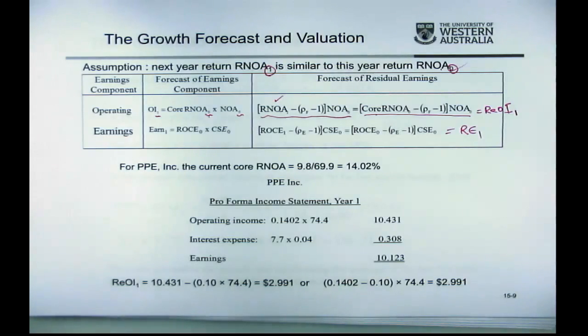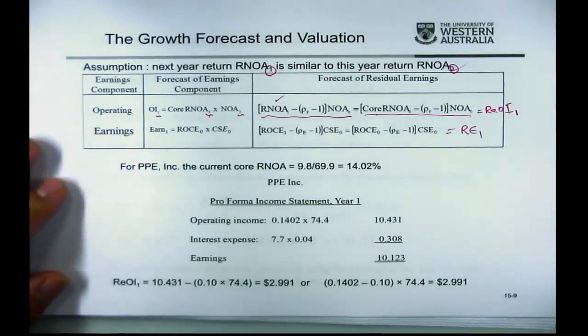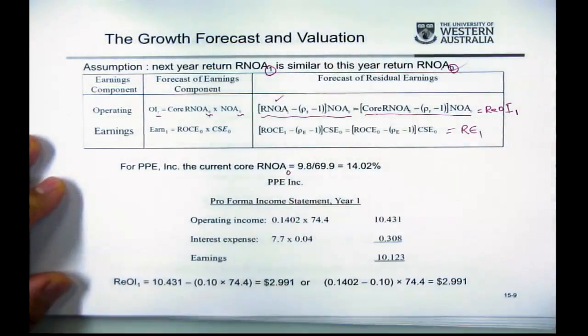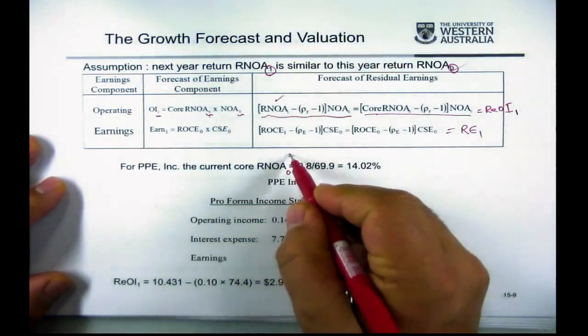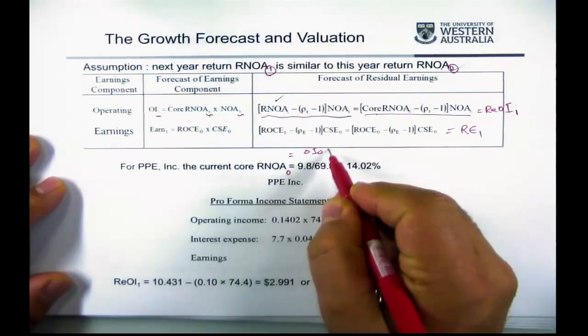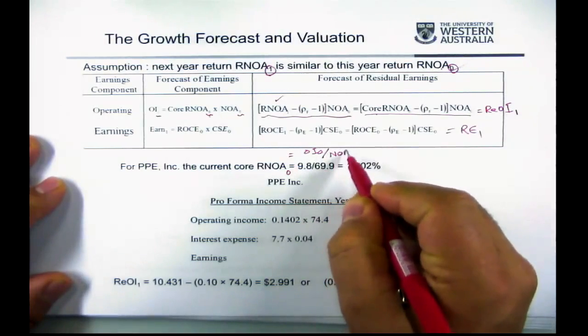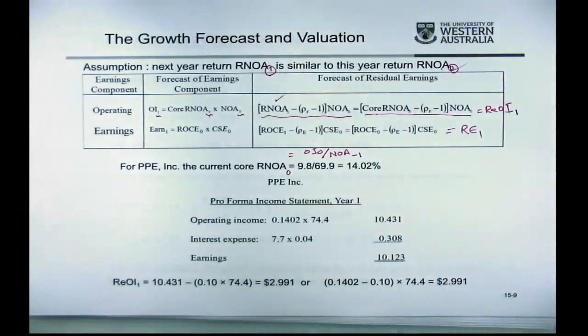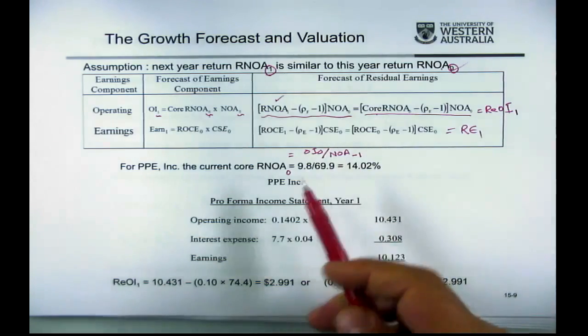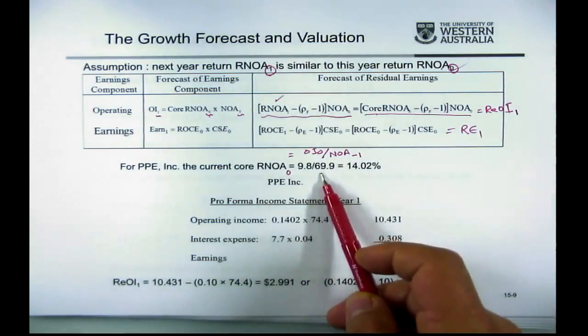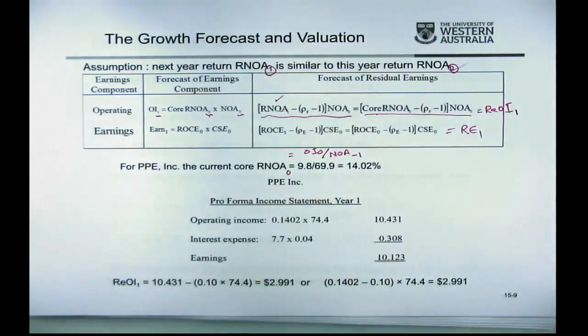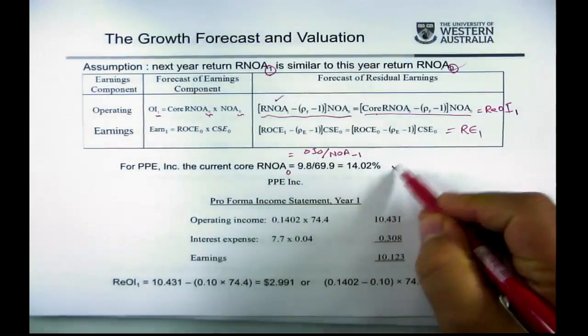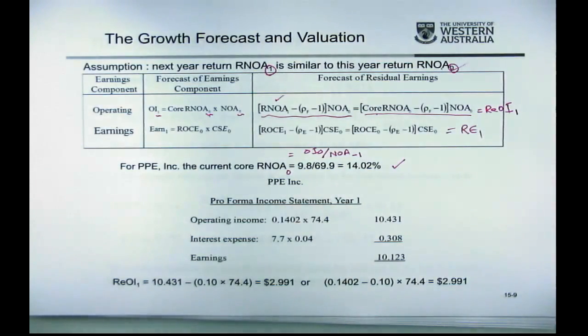So for our dummy firm, the current core return on net operating assets at time zero is equal to operating income at time zero divided by net operating assets at time -1, lagged. So this is the operating income for year zero, and this is the past year net operating assets. This is the current return on net operating assets.